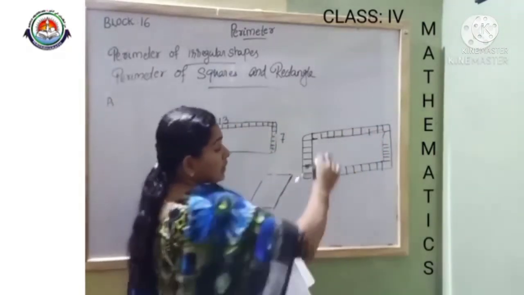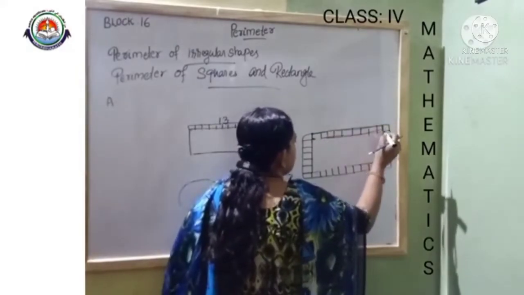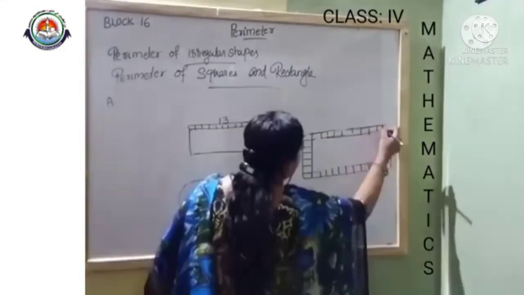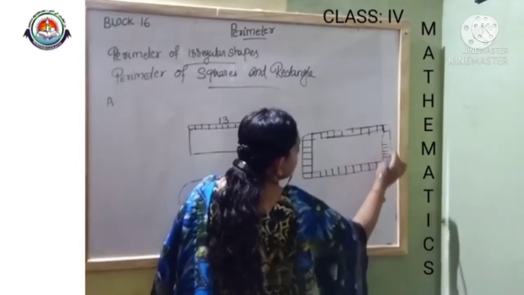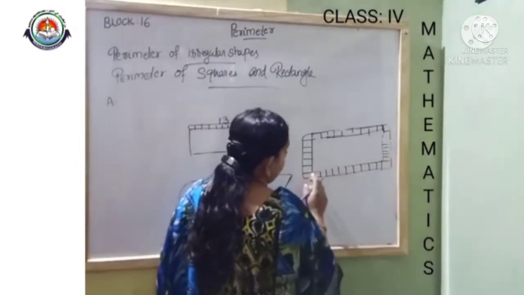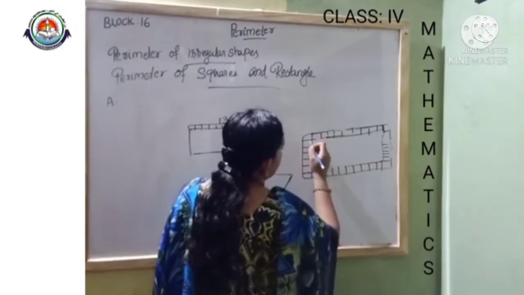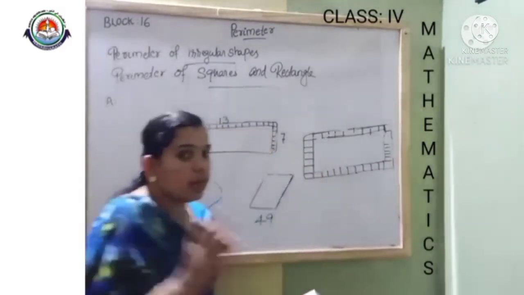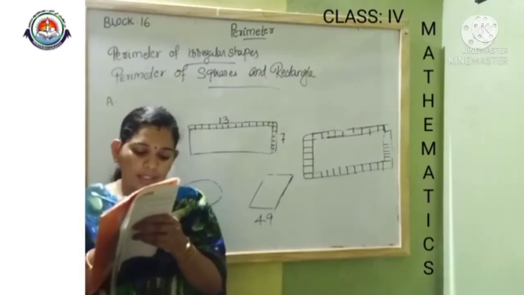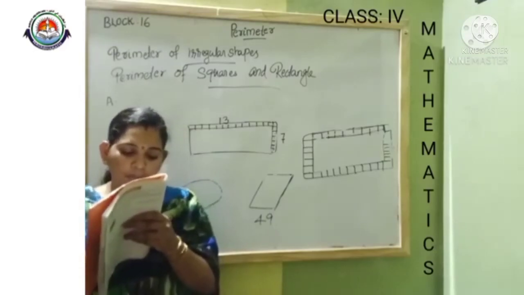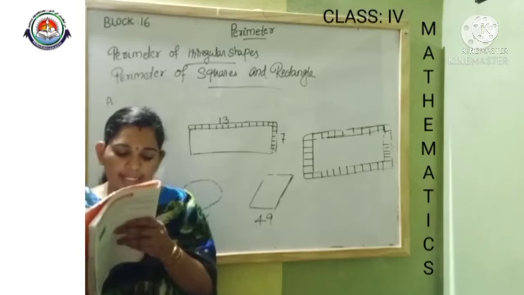When you are counting this side, from here you start, and from this much you need it, and this side this much only you want to count. These 2 small squares are not needed, and here this much only is needed. So ready to count? Count with me. 1, 2, 3, 4, 5, 6, 7, 8, 9, 10.